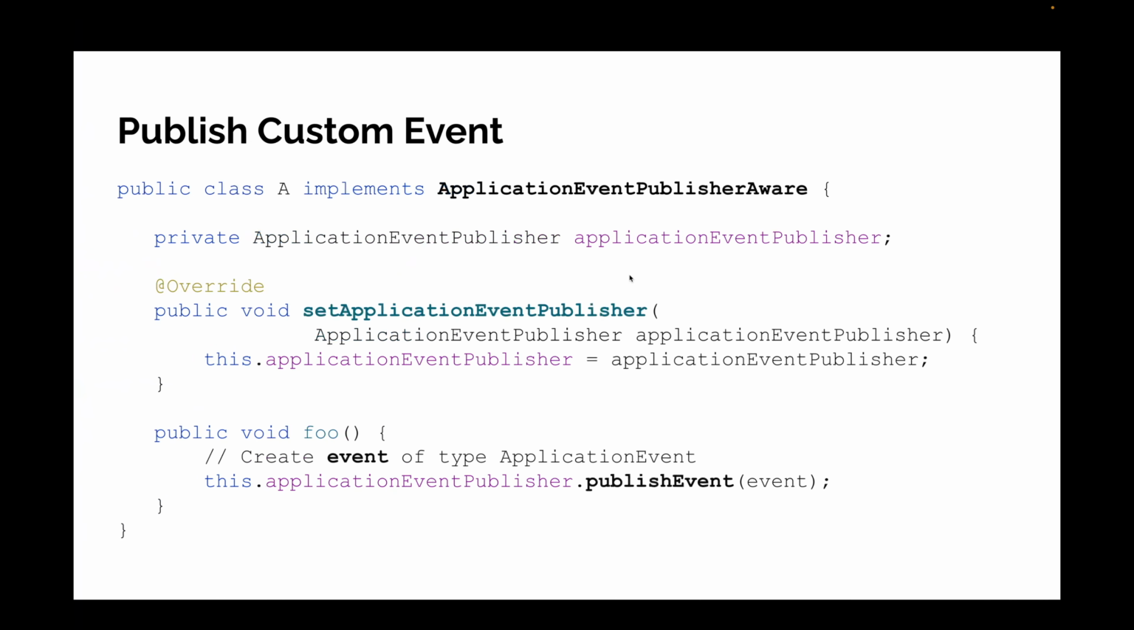Now let's see how to publish an event. So to publish an event, we need an event publisher or ApplicationEventPublisher. We already know that ApplicationContext already implements the methods of ApplicationEventPublisher. So we can just directly use the ApplicationContext. But what we can do is, instead of doing that, we can implement the ApplicationEventPublisherAware interface, and we can get the ApplicationEventPublisher from the Spring IOC container. So let's do that.